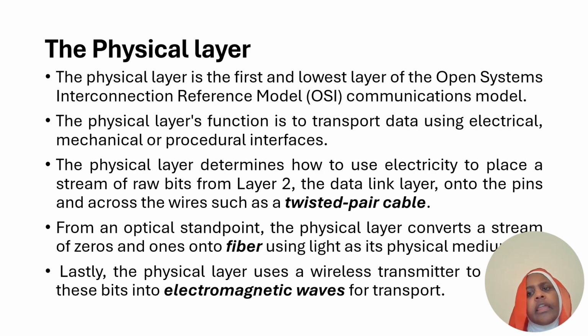The physical layer is the first and lowest layer of the OSI reference model and of our hybrid model. Its function is to transport data through electrical, mechanical, or procedural interfaces. It determines how to use electricity, light, or electromagnetic waves to transmit raw data from layer 2 into the communication media. That's to say, a wire like a twisted pair or fiber, or even wirelessly through electromagnetic waves.